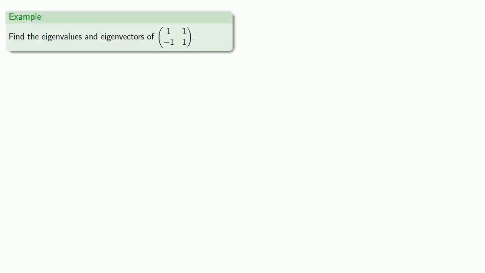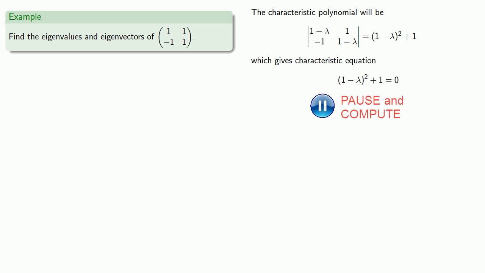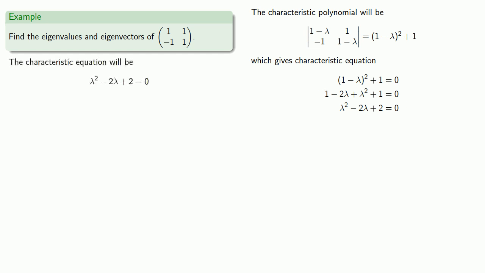For example, suppose I want to find the eigenvalues and the eigenvectors of the matrix [1, 1; -1, 1]. So we'll find our characteristic polynomial, which will be (1 - λ)² + 1, and that gives rise to a corresponding characteristic equation, λ² - 2λ + 2 = 0.